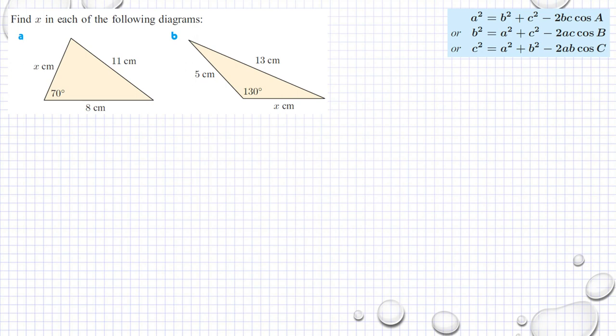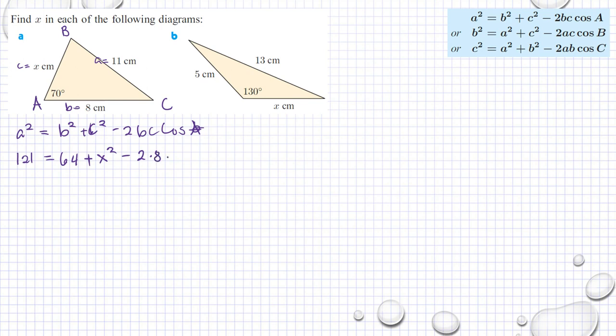Okay? And then we have, if we say this is A, B, C, then this is our B, this is our C, and this is our A. So we have A squared is equal to B squared plus C squared minus 2BC cosine A. So we have our A squared is 11 squared, which is 121. We have 64 plus C, that is X squared, minus 2 times 8 times X, cosine 70 degrees.